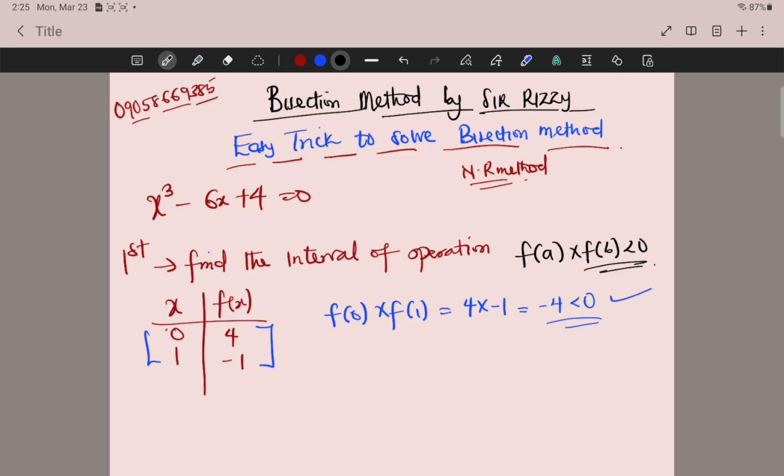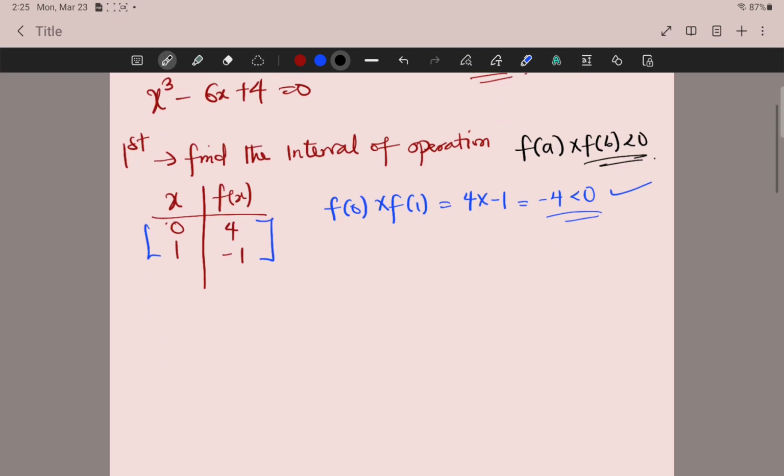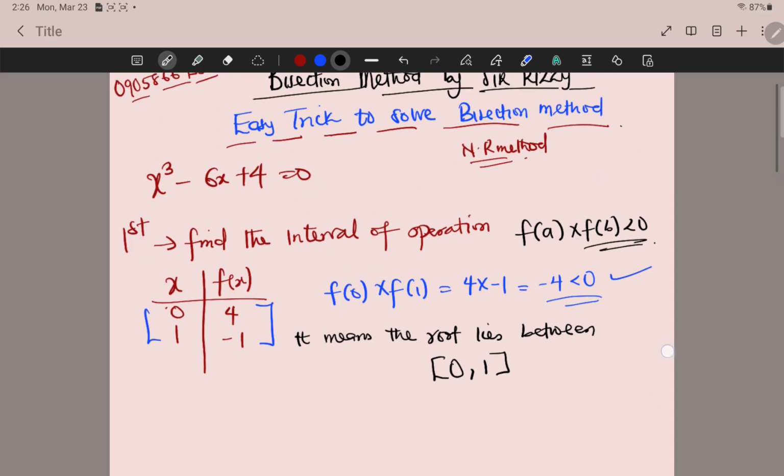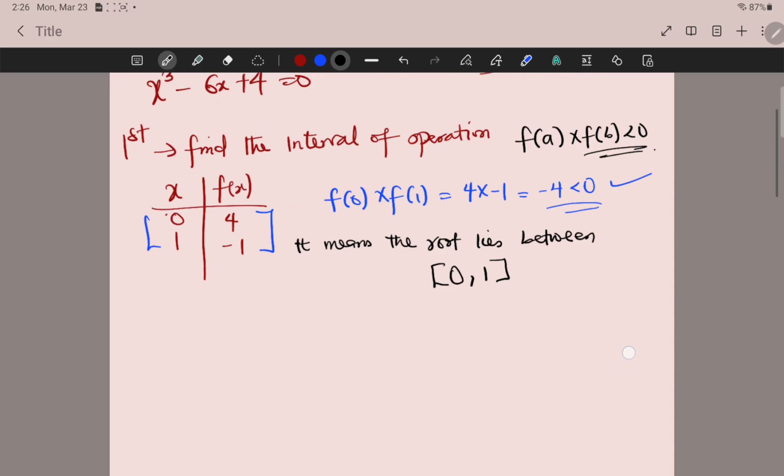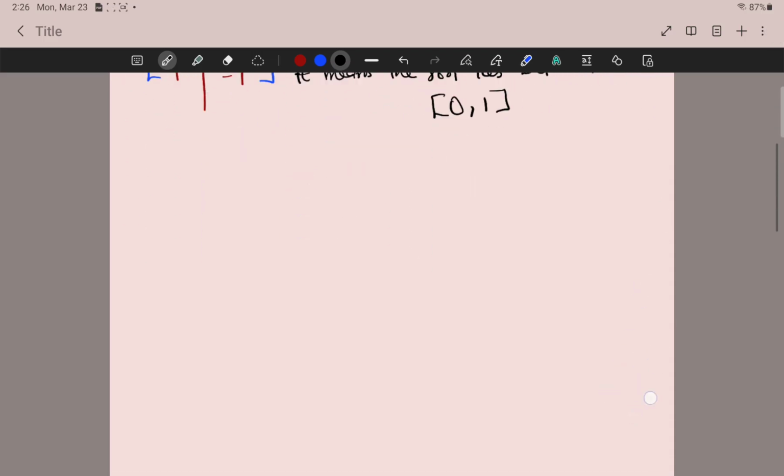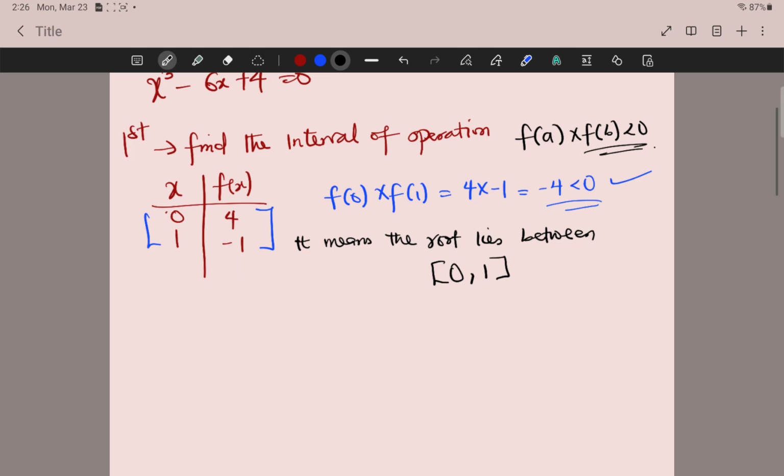Now that we have been able to ascertain the interval of operation that we'll be working with, it means the root lies between 0 and 1. The root lies between 0 and 1. Bisection method. Very interesting. So now that you have been able to find the interval, it is time for you to dive into the question.